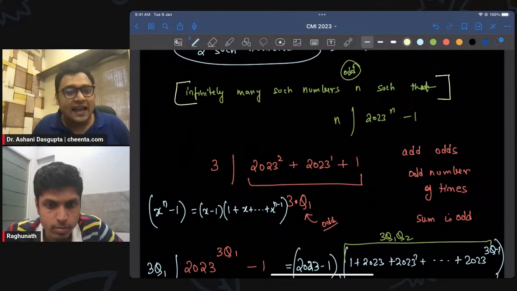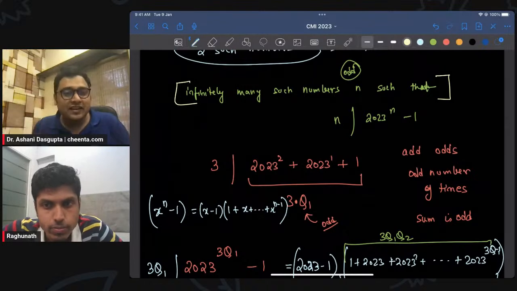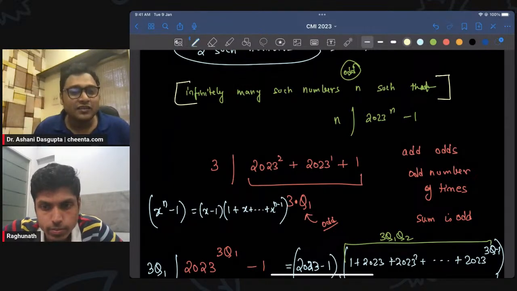Now Raghunath sir actually has a much easier proof, and Raghunath, can you share your screen again?